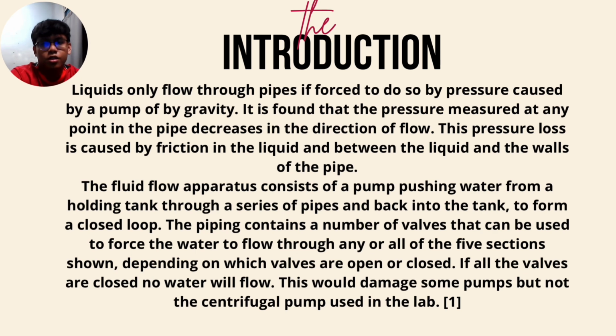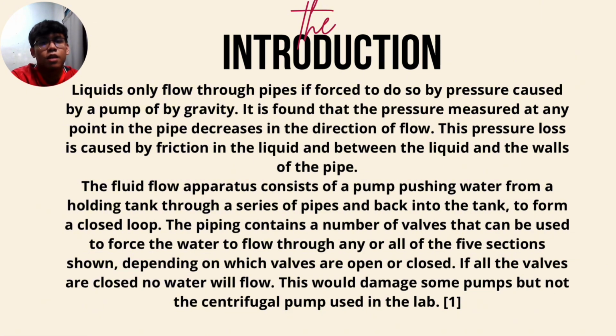For the introduction, liquids only flow through pipes if forced to do so by pressure caused by a pump or by gravity. It is found that the pressure measured at any point in the pipe decreases in the direction of flow. This pressure loss is caused by friction in the liquid and between the liquid and the walls of the pipe. The fluid flow apparatus consists of a pump pushing water from a holding tank through a series of pipes and back into the tank to form a closed loop.